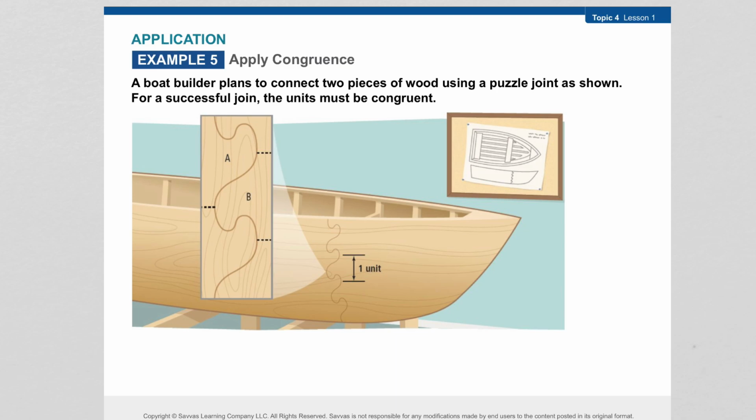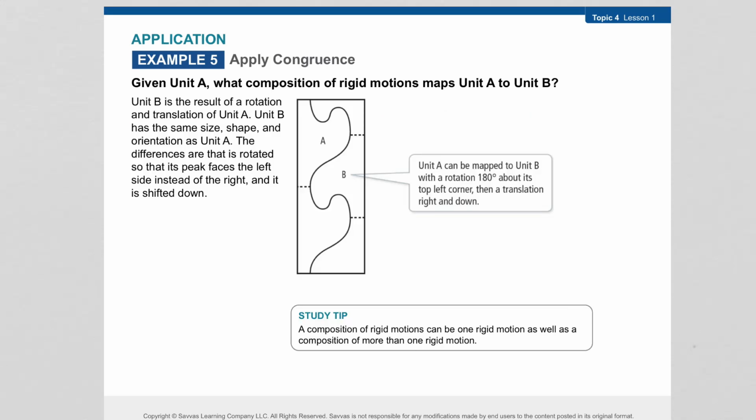Let's look at an application problem. A boat builder plans to connect two pieces of wood using a puzzle joint as shown in the picture. For a successful joint, the units must be congruent. One transformation would be to rotate unit A 180 degrees on the top left corner, and after performing that rotation, you would have to translate it to the right and then translate it down so that it overlaps onto unit B.